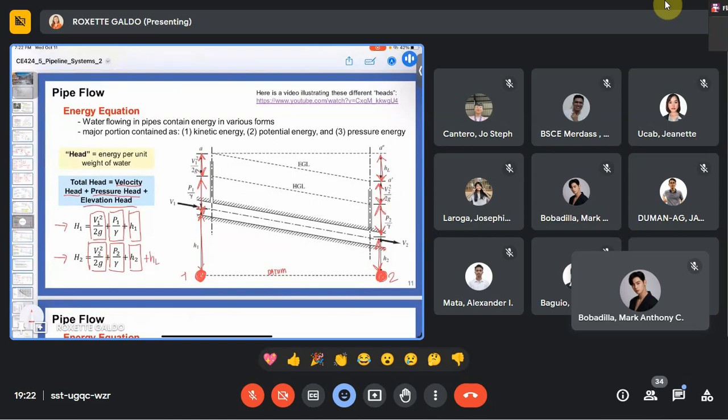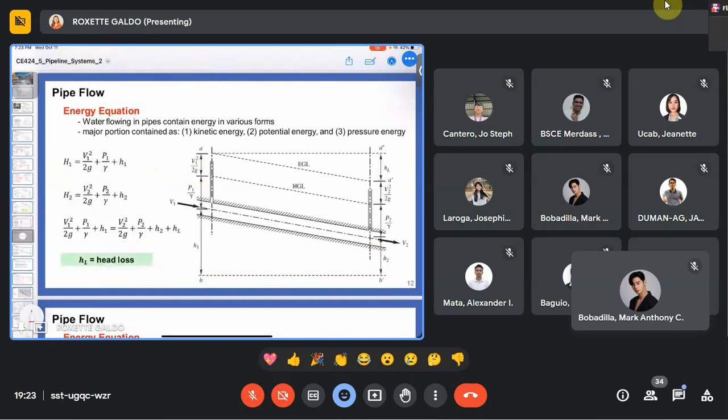So HL in this case is the head loss. Head loss can be caused by a lot of things, by a lot of factors. It can either be through the friction in the pipe, through the contraction, through the expansion, depende. But we will discuss this one. Since the energy equation states that the energy at point 1 is just equal to point 2.